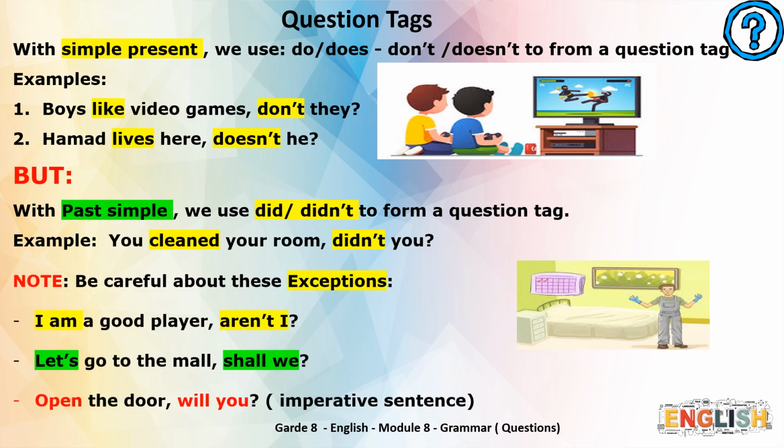Great. Now please be careful about these exceptions. 1. I am a good player. I am. The question tag is, aren't I? 2. Let's go to the mall. Let's, for giving suggestions. The question tag is, shall we? 3. Open the door. Will you? Open the door. This is an imperative sentence, right? And the question tag is, will you?